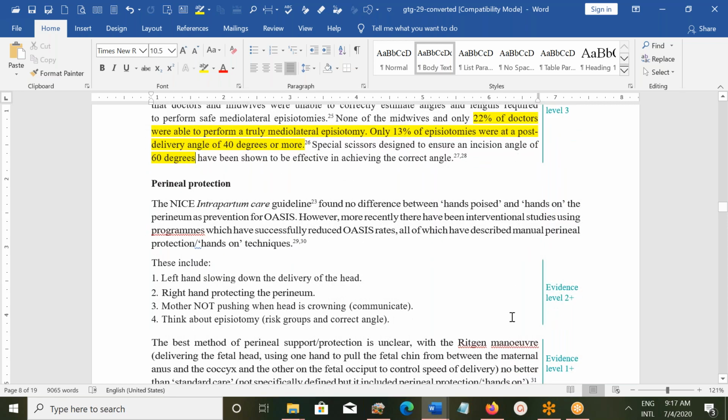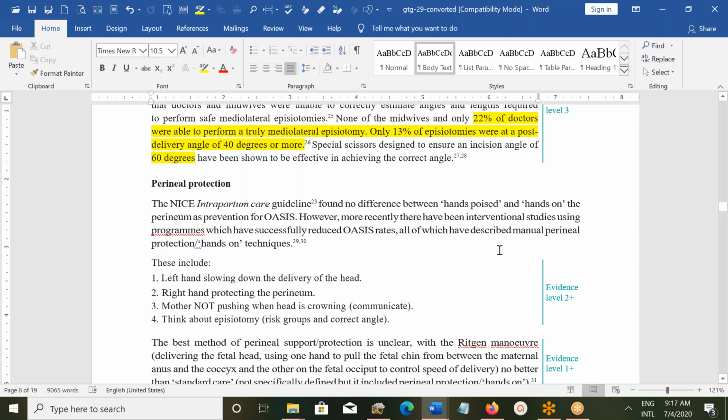Perineal protection. There are two methods, hands poised and hands on, which are ways of supporting the perineum during childbirth. Hands poised means that both hands are around the perineum, one on the left lower side of the patient and one on the right side of the patient's perineum, but you are not touching the perineum. You are just ready to support the perineum if something happens.